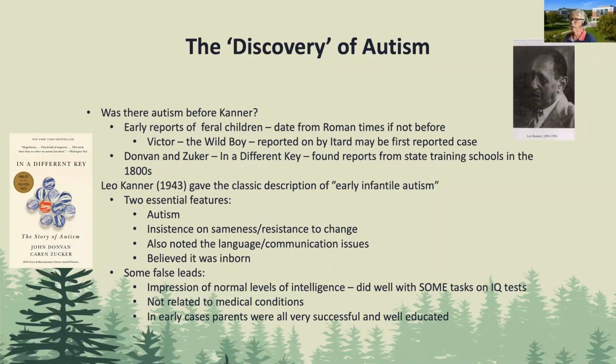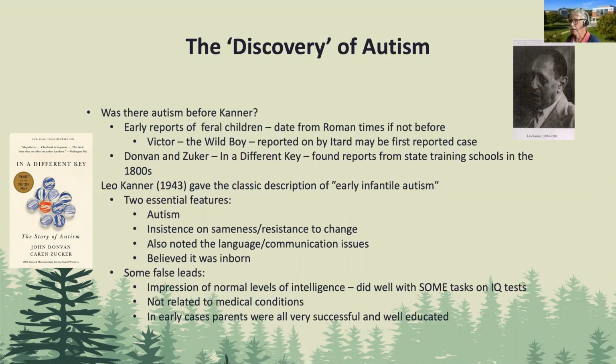In the first place, was there autism before Kanner? Almost certainly yes. Probably the earliest reports were of feral children. These date from Roman times, if not before. Victor the Wild Boy in France, reported by Itard, may be the first case. This may be a child who was either abandoned or bolted, ran away from his parents. Donovan and Zucker, in their history of autism, found reports from state training schools in the 1800s here in the US of children who likely had autism.